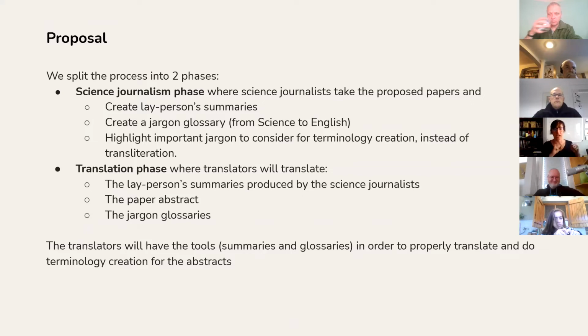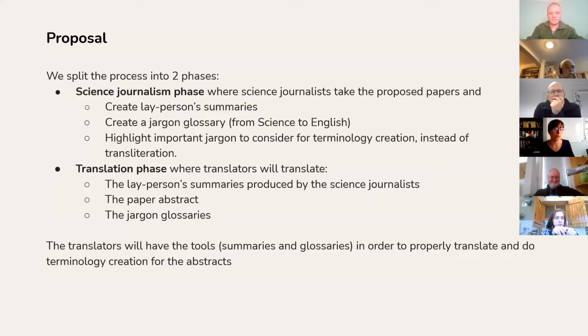We're going to highlight, create a jargon glossary of some of the important scientific words, and highlight which of those are important to consider for terminology creation rather than transliteration. So words that aren't so specific that you'll never hear them out of that particular paper's field's context, but would have broader impact. So which are the words that we need to invest the time into to create new technology.